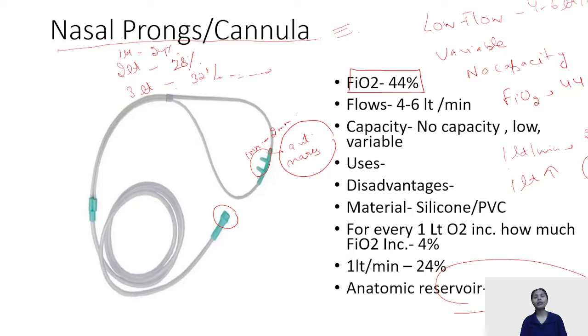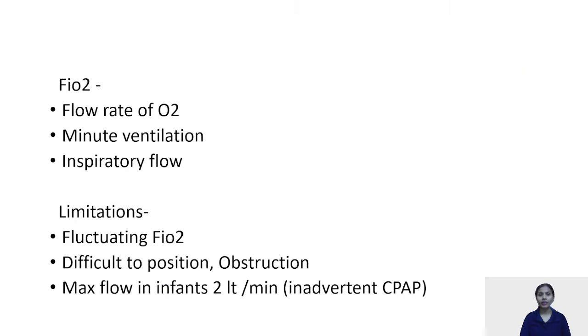But when we talk about the disadvantages of it, first we have a limited FiO2 that can be delivered. Then there could be latex allergy or allergy to the material that the nasal prongs are made of. Then obstruction could occur because of the nasal prongs. There is also a little difficulty in maintaining the nasal prongs.